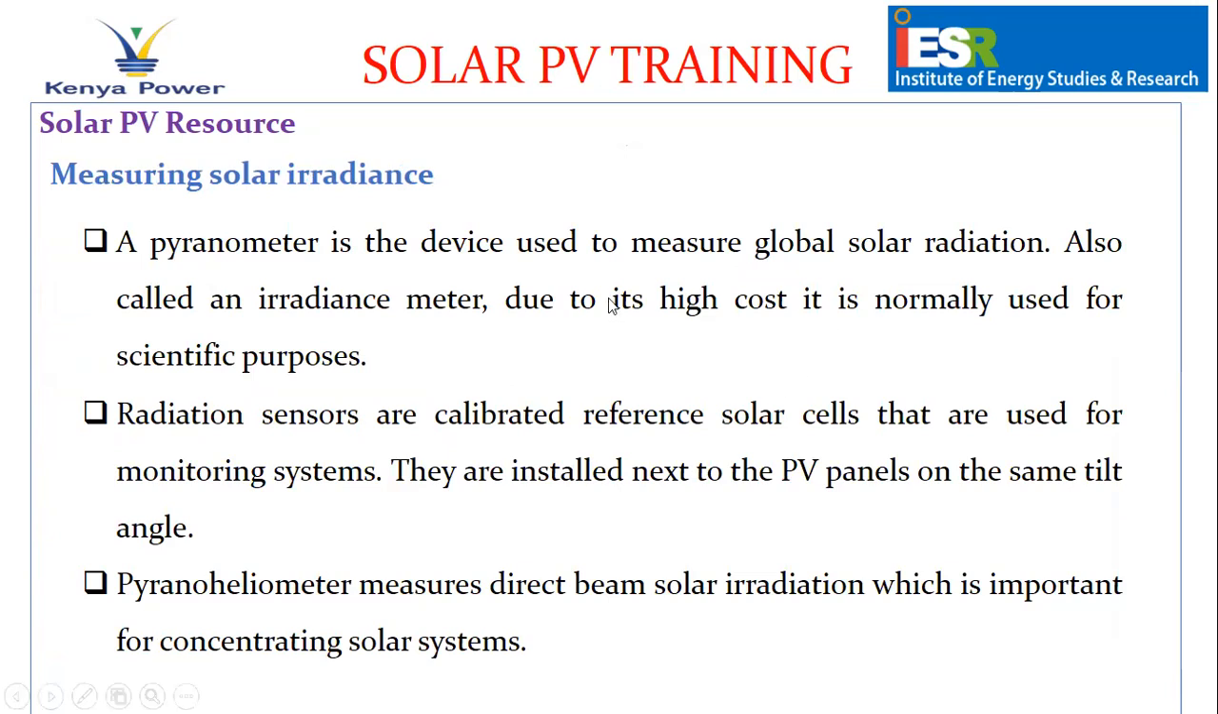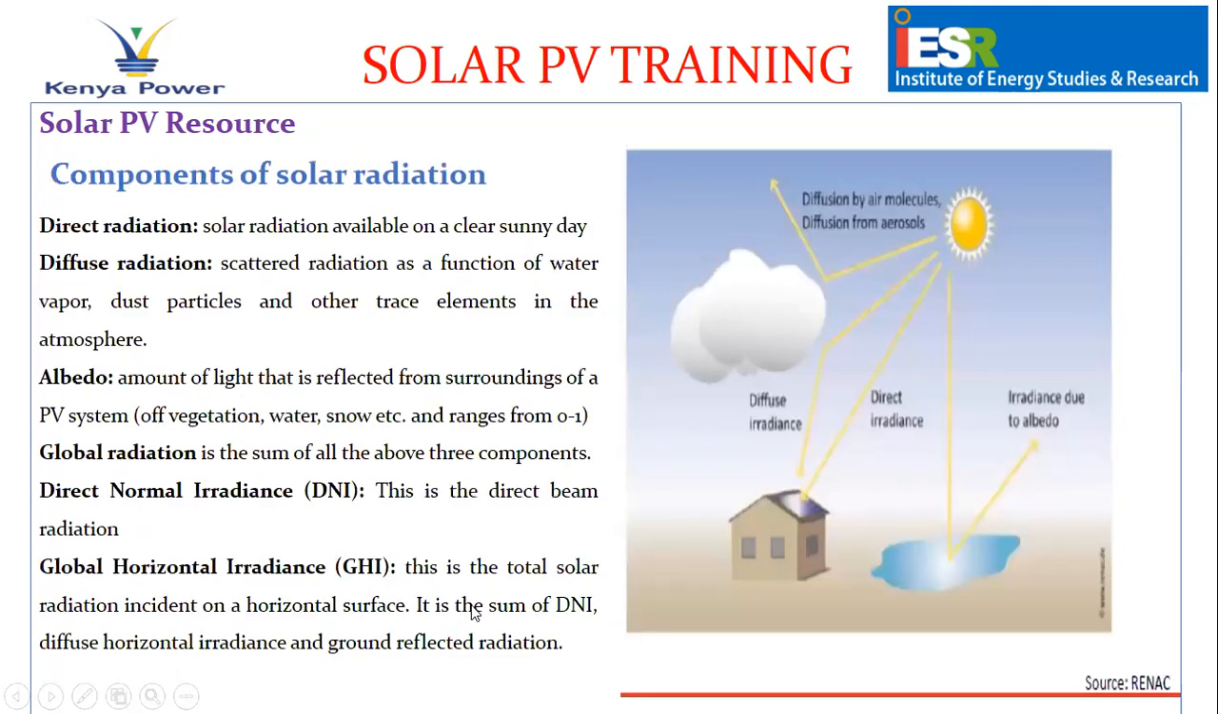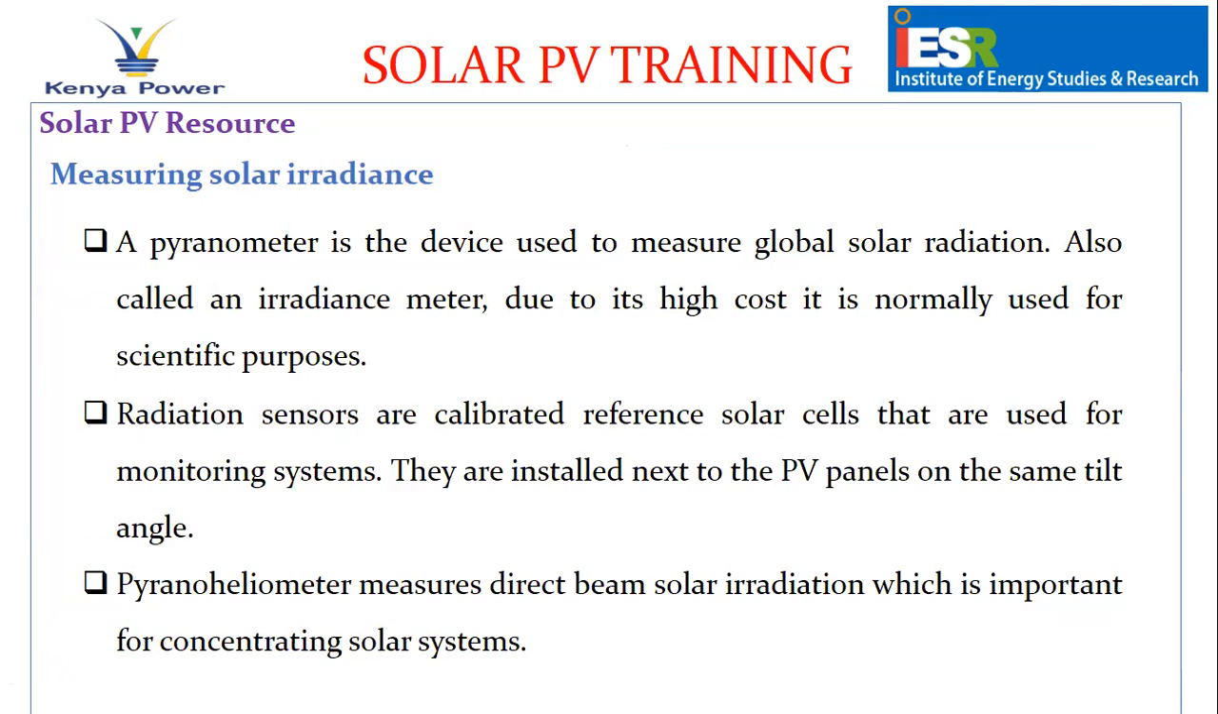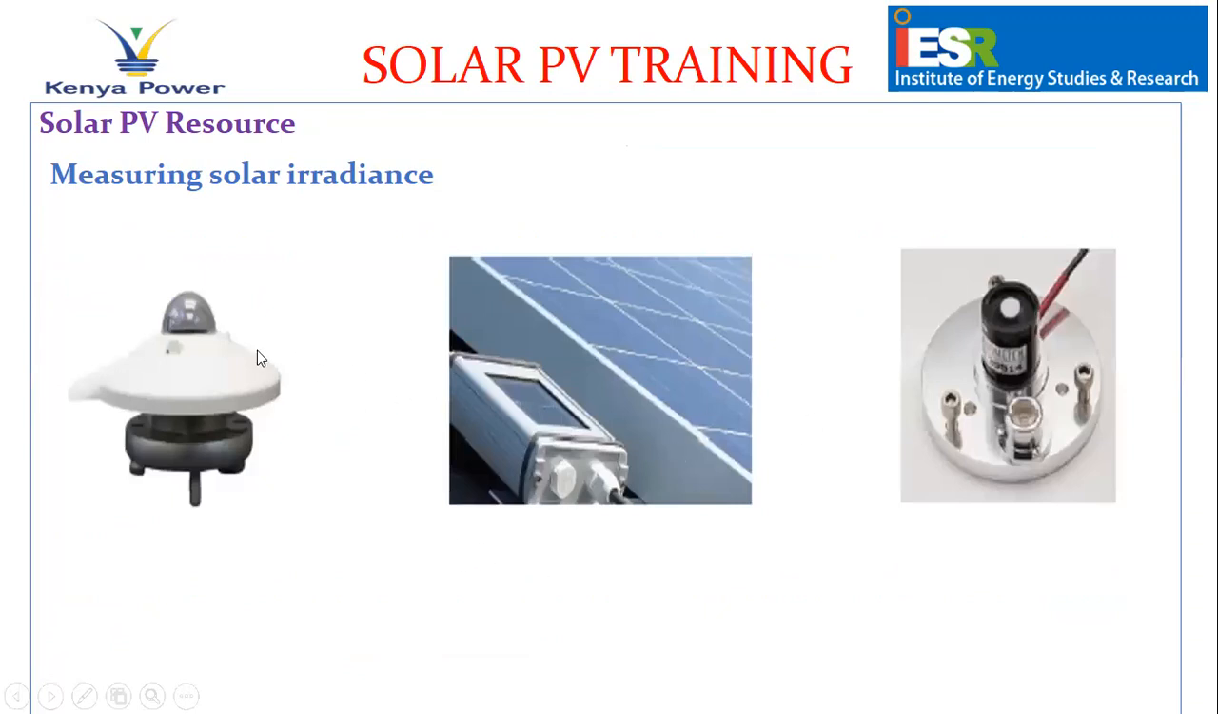There are instruments that we use to measure solar irradiance. We can use a pyranometer to measure the solar irradiance. There are also radiation sensors which can be mounted on the solar PV modules, and then they can be used to monitor the amount of solar irradiance. We also have pyranoheliometer, which is used to measure the direct beam solar radiation. That one is usually important when we are dealing with CSPs, the concentrating solar systems, or the concentrating solar photovoltaic systems. These are pictures of some of those devices that we use to measure the solar irradiance.